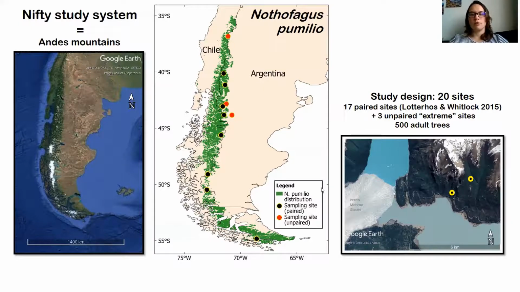So here's an example from one of the southern sites. These two pairs are less than 2 kilometers apart. However, there are 300 meters in elevational difference. So there's a very strong temperature difference between the two. We also did 3 unpaired extreme sites over at the edge of the distribution. So this is a xeric site. This is kind of a very cold and high site, and then we have a very warm and dry site up here. We have a total of 500 adult trees.